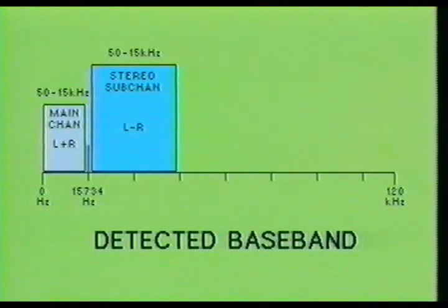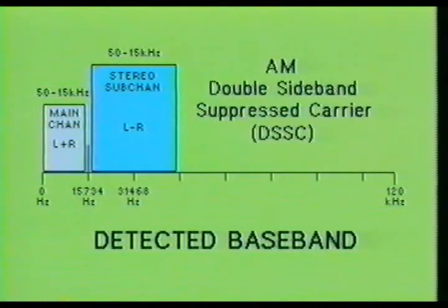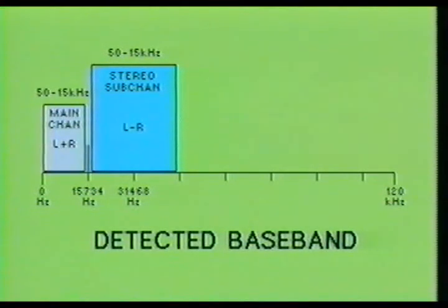The stereo difference, or the L-R signal, has an audio bandwidth of 50 to 15,000 Hz, the same as the L plus R signal. The L-R signal is centered around an AM double sideband suppressed carrier of 31.468 kHz. The 31.468 kHz subcarrier is twice the frequency of the pilot tone, or horizontal sync frequency. As you can see, the stereo television baseband of MTS resembles the stereo baseband used in FM radio broadcast. Now let's examine how stereo television is decoded.